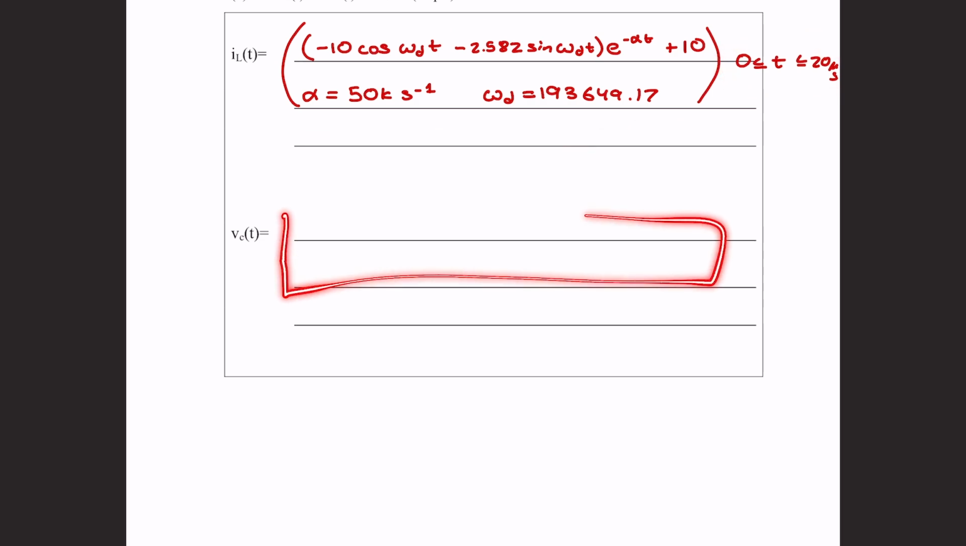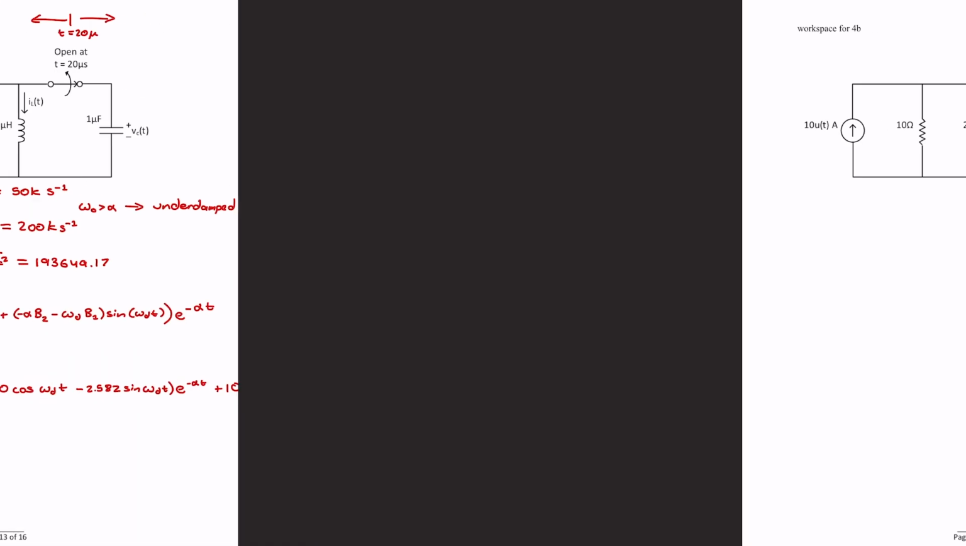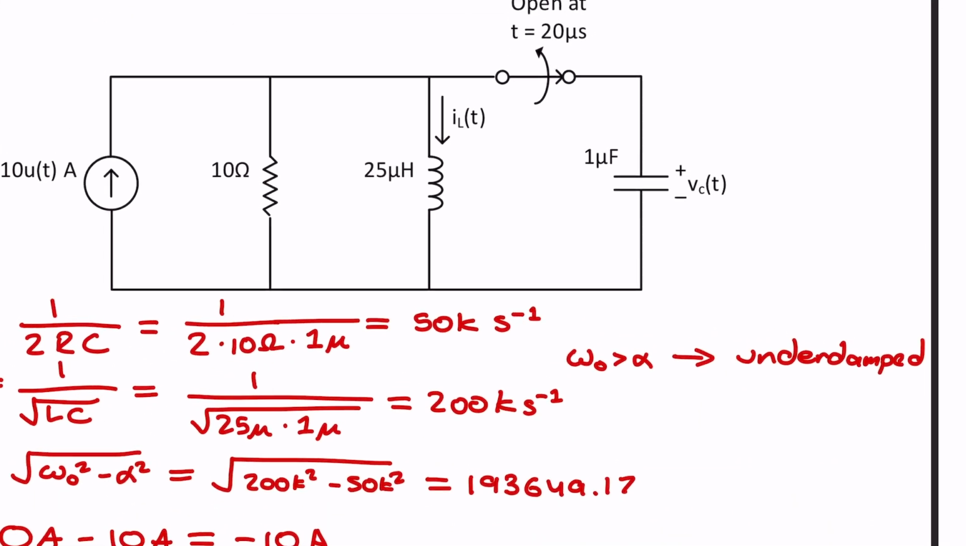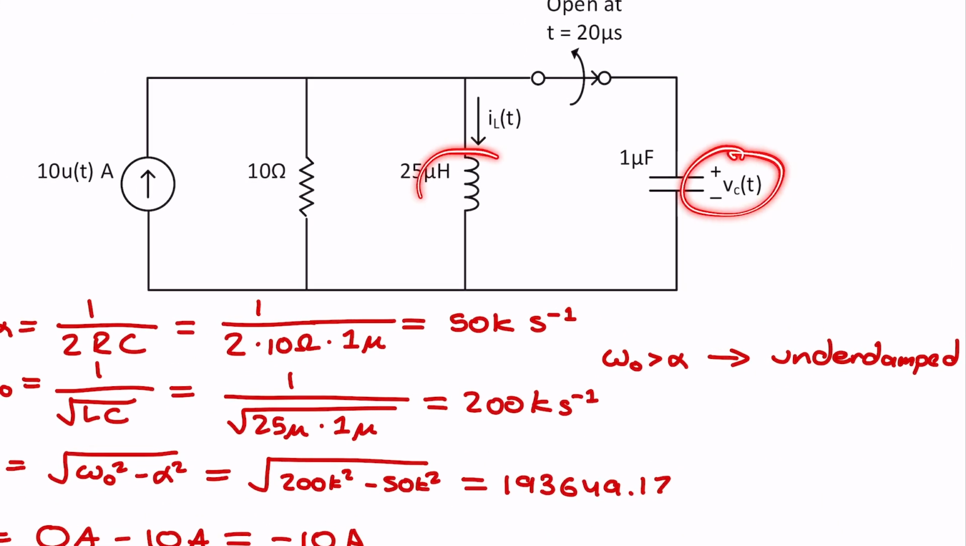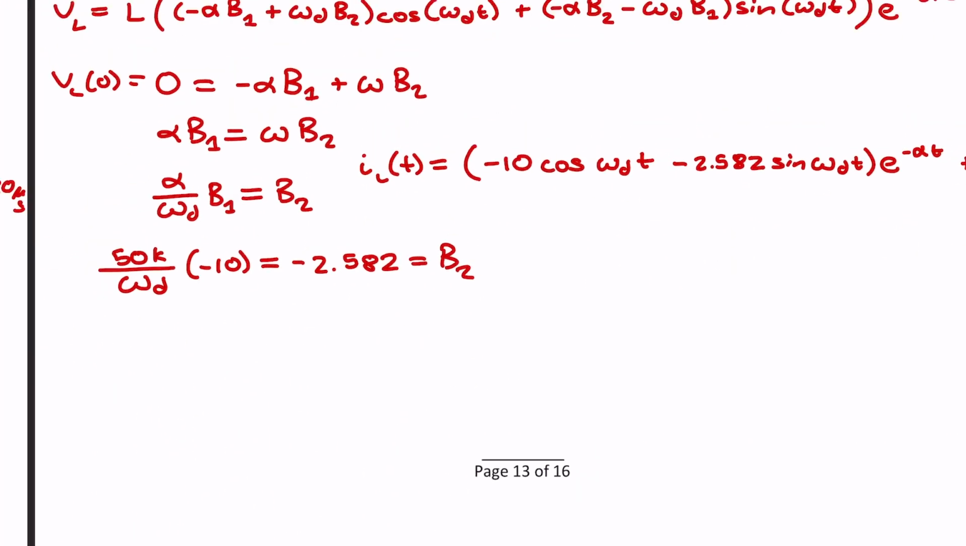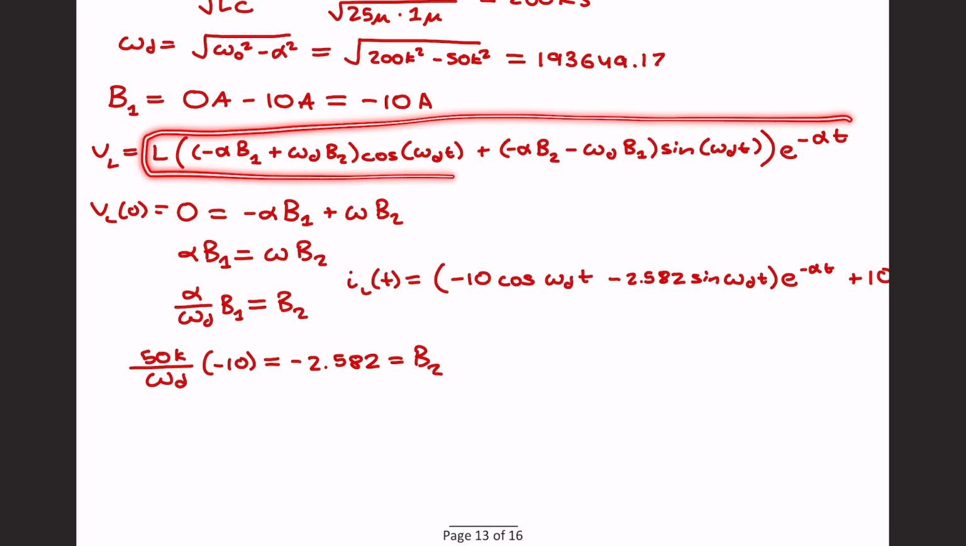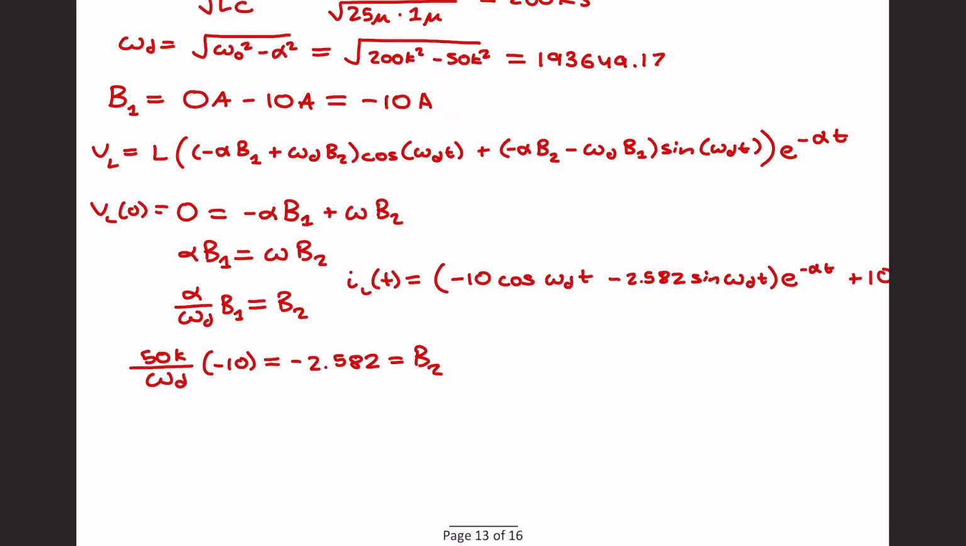While we're still before 20 microseconds, let's skip this for a second and find the voltage across the capacitor at that same time, because that'll be easy since we already have this work done. If you look at it, the voltage across this and this are the same thing, which means we just need to find the voltage across the inductor. Again, we have our equation for that voltage right here.